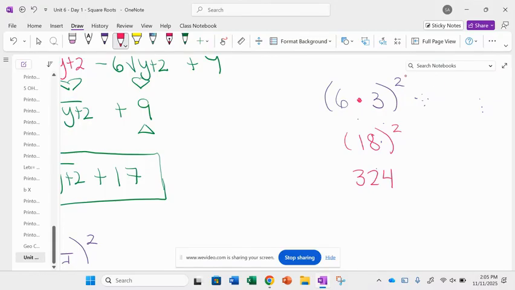So now let's say we distribute that. 6 squared is 36. 3 squared is 9. 36 times 9 again is 324. So it works for some, it doesn't work for the other.